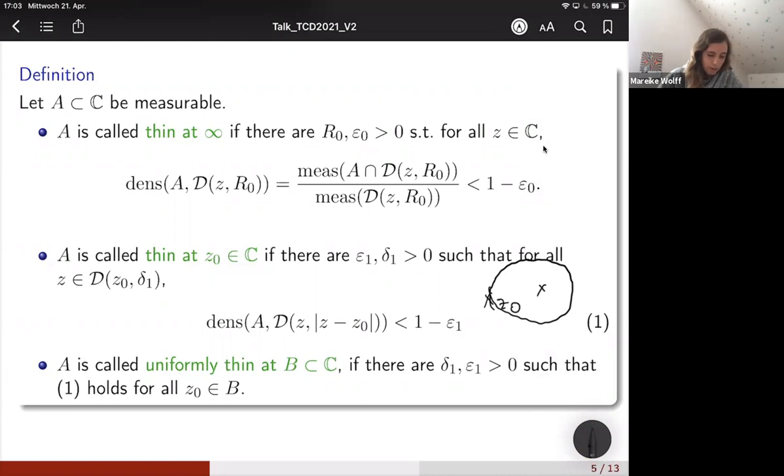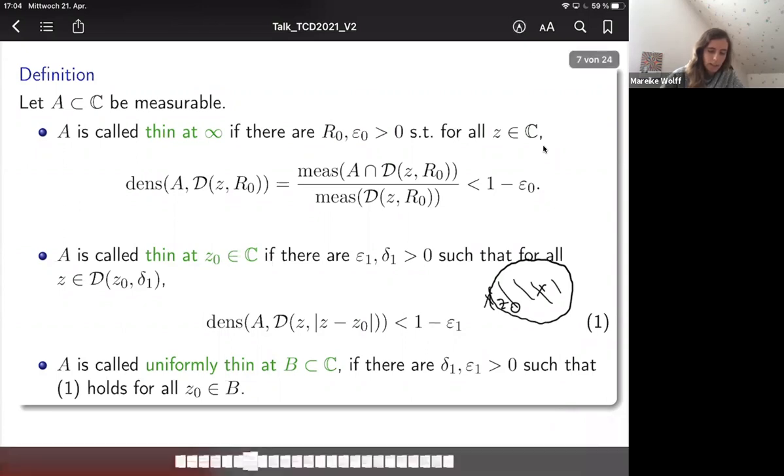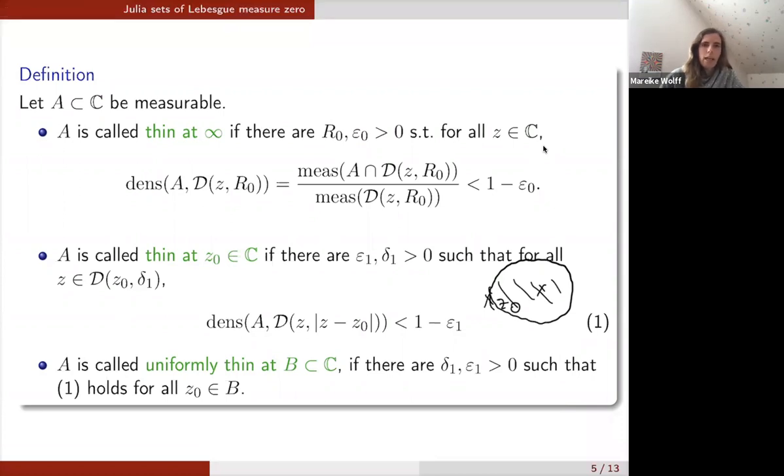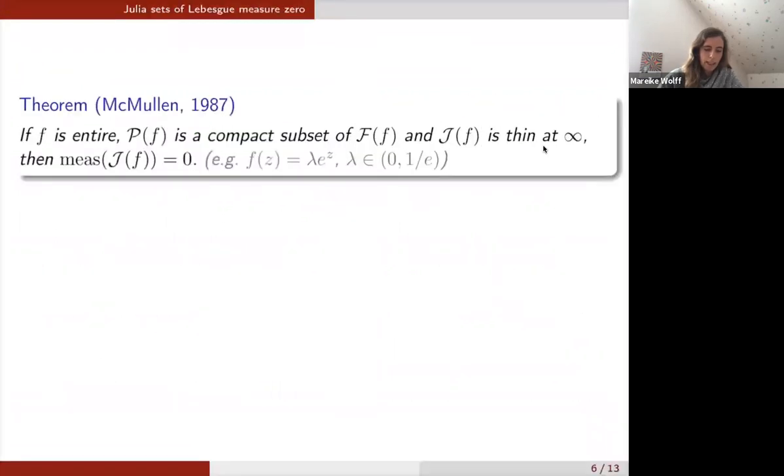And we call A uniformly thin as a subset of C if it is thin at every point of C, and the maximal size of the disk under consideration and the upper bound for the density of A in this disk do not depend on the particular point. Now we have the necessary terminology to actually state some results.